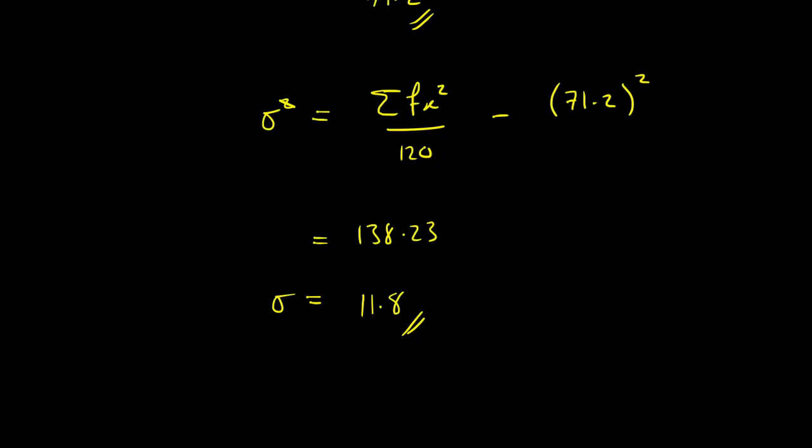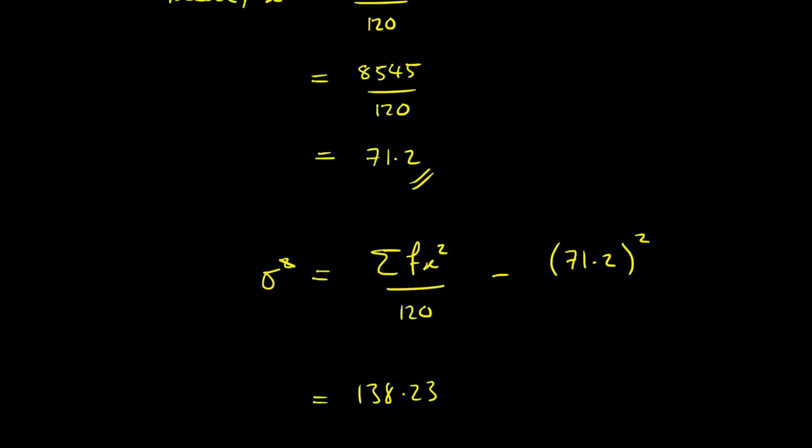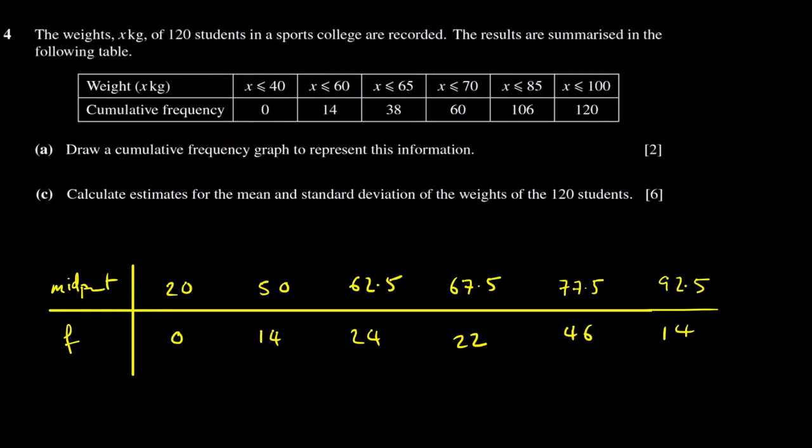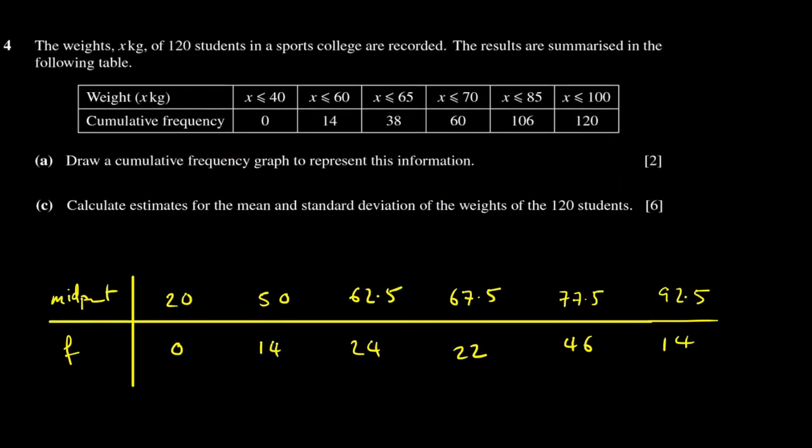As I say, I think the key to that is really not the number crunching. I did the number crunching fairly quickly because I don't want to make it too boring for you to watch me just put numbers in a calculator. There's one thing you really need to know about this. Firstly, you need to know each class. So this is the class 0 to 40, this is class 40 to 60, 60 to 65, 65 to 70, 70 to 85, 85 to 100.